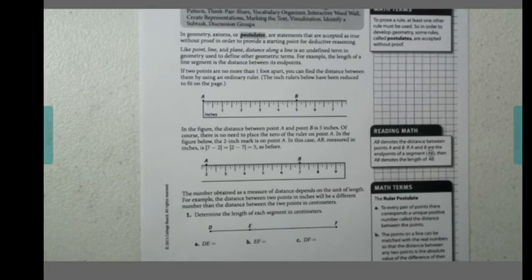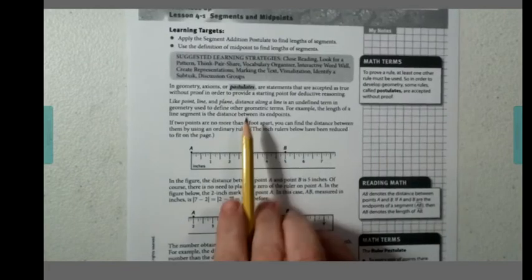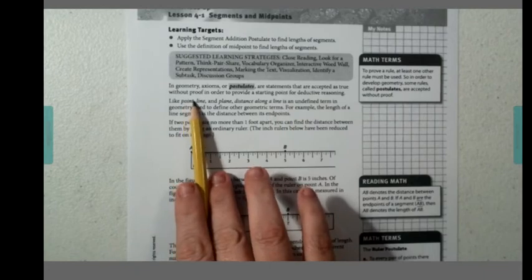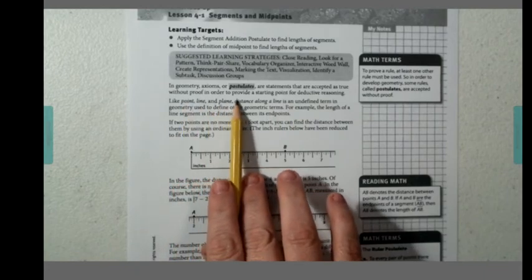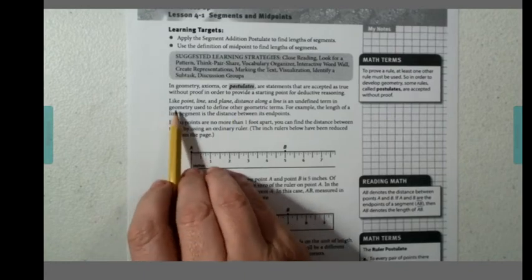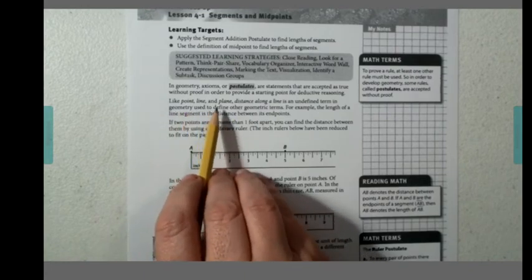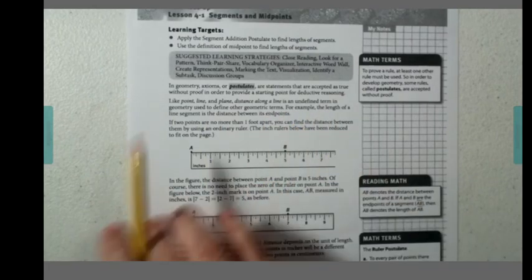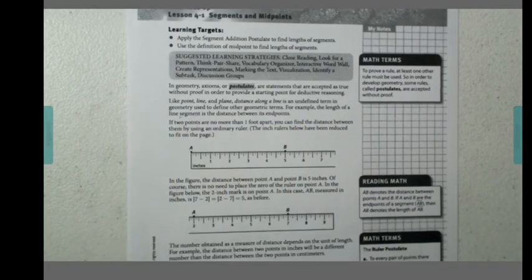It says in geometry, axioms or postulates are statements that are accepted as true without proof in order to provide a starting point for deductive reasoning. Like point, line, and plane, distance along a line is an undefined term in geometry used to define other geometric terms. For example, the length of a line segment is the distance between its endpoints.